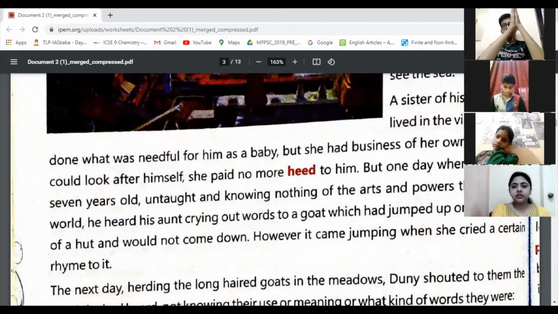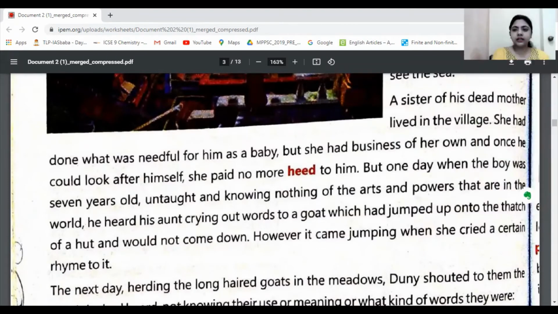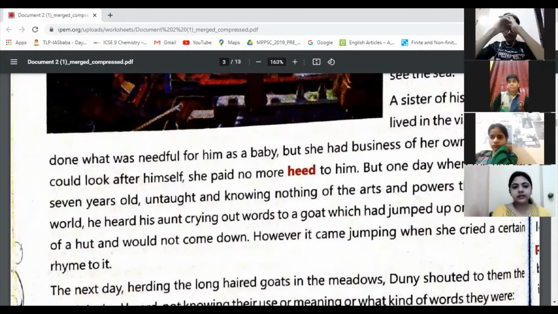Okay. So the goats were there. They climbed on that thatch of a roof, and they were not ready to come down. So in order to make them come down, his aunt cried out some words. As soon as she cried out those words, the goats came jumping down. The goats which were previously not ready to come down, as soon as she cried that rhyme to the goat, it came down. There was just one goat, not goats, so it came down quickly. Okay, and this amazed Duni a lot.